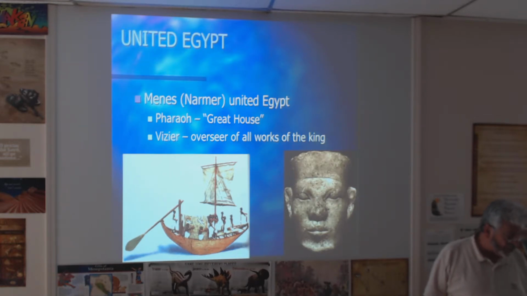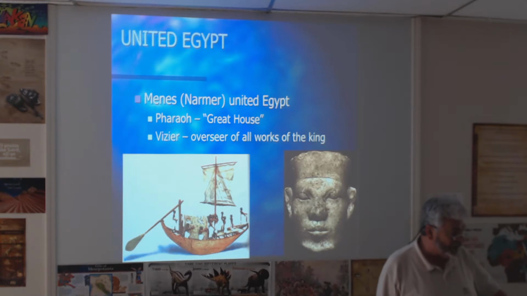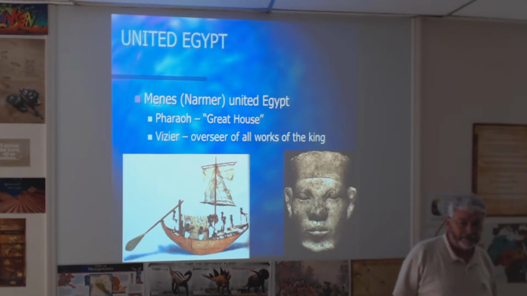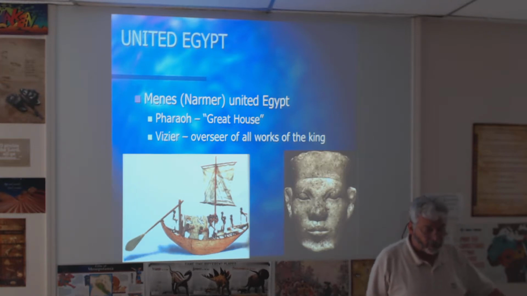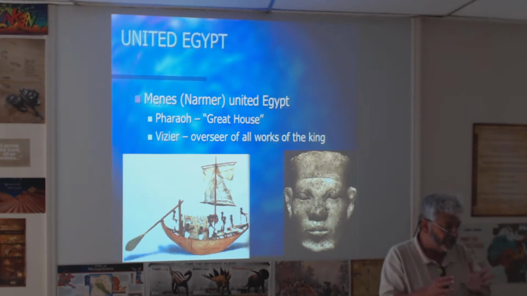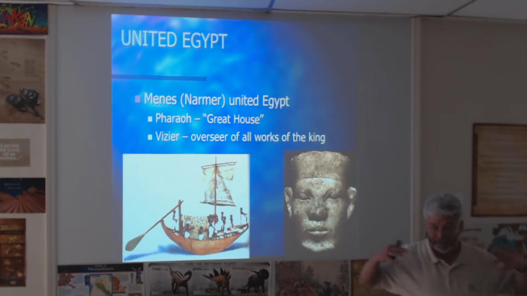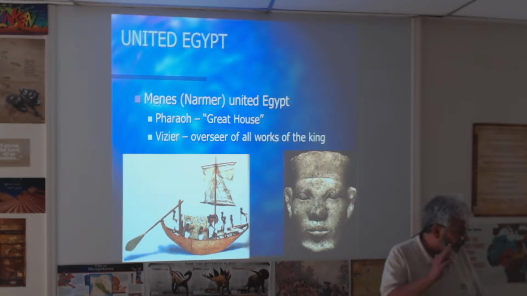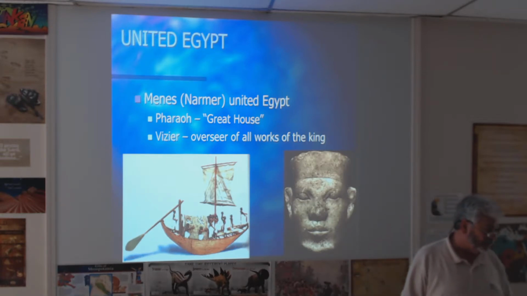This Pharaoh, Menes, or he took upon himself the name Narmer after he conquered, also employed an official which he called a vizier. A vizier is simply an overseer of all the works of the king. So the king is in charge, but he puts a vizier to kind of run everything, so he doesn't have to be involved with the day-to-day operations. Now, keep that vizier in mind because we're going to come across a person later on who is going to be called a vizier.